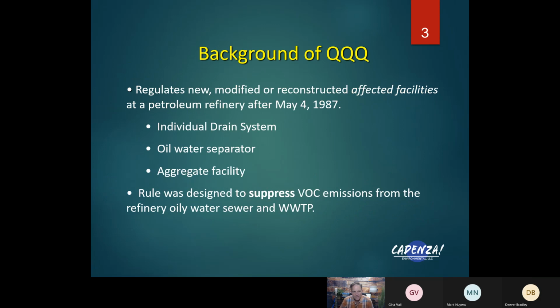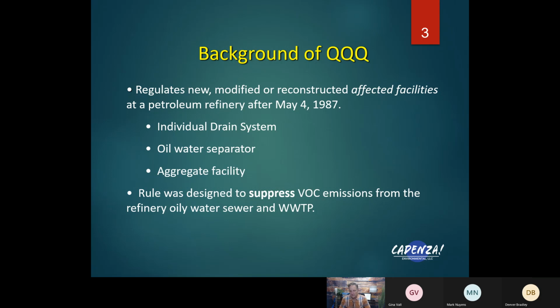So background on QQQ. This regulates new, modified, and reconstructed affected facilities at a petroleum refinery. This was promulgated back in 1987. It was almost the day I graduated from undergrad. Basically, NSPS works by regulating VOC emissions from individual drain systems, otherwise typically referred to as sewer systems in a refinery, oil water separators, broadly defined, and I'll get into that in a moment, and an aggregate facility, which is a term of art that is descriptive of the individual drain system and oil water separator combination, and I'll explain that in a moment.